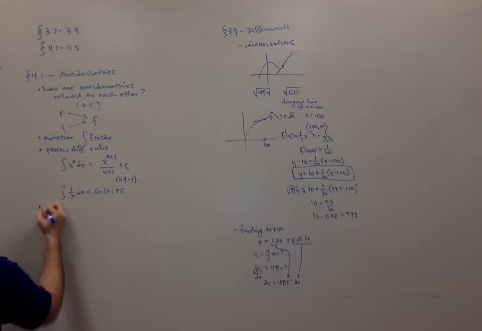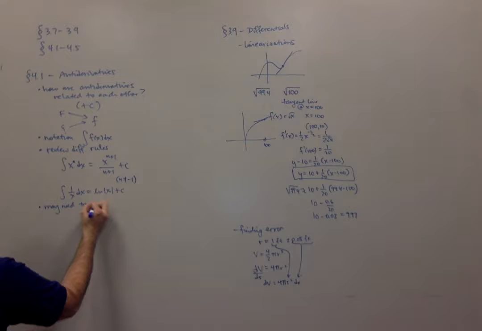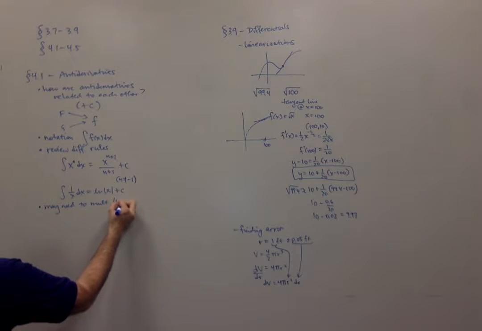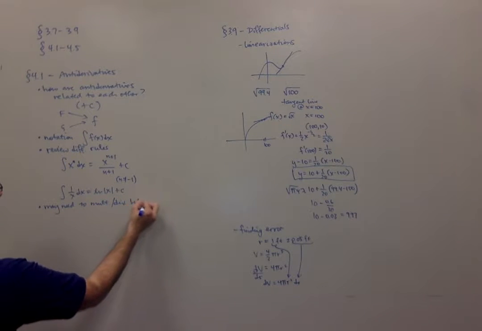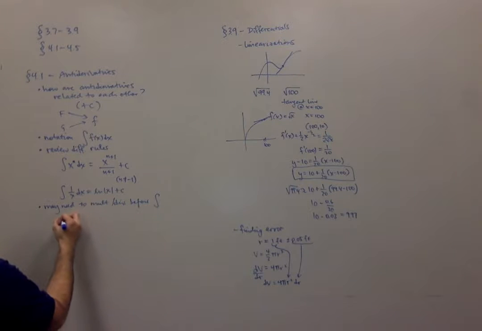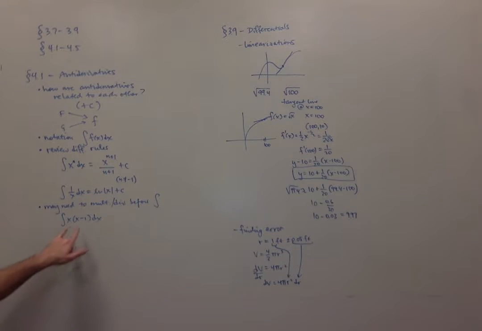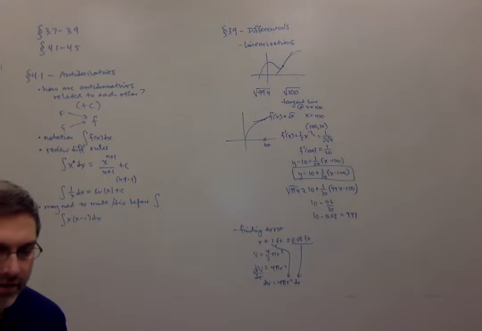One thing also to keep in mind is you may need to multiply or divide before anti-differentiating. So for example, if I had x times x minus 1 dx, don't anti-differentiate each one of those separately. That's not good. You can't do that.